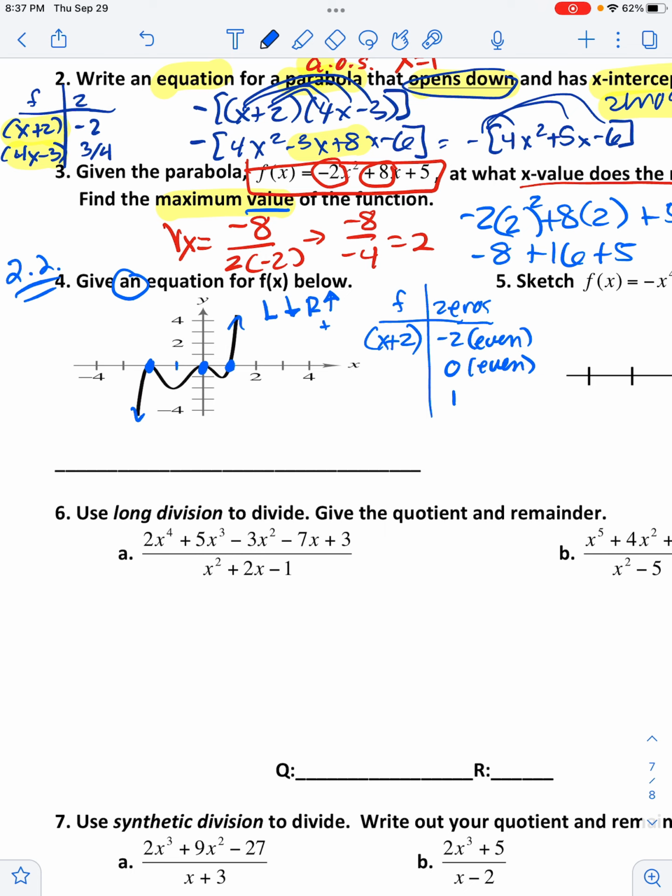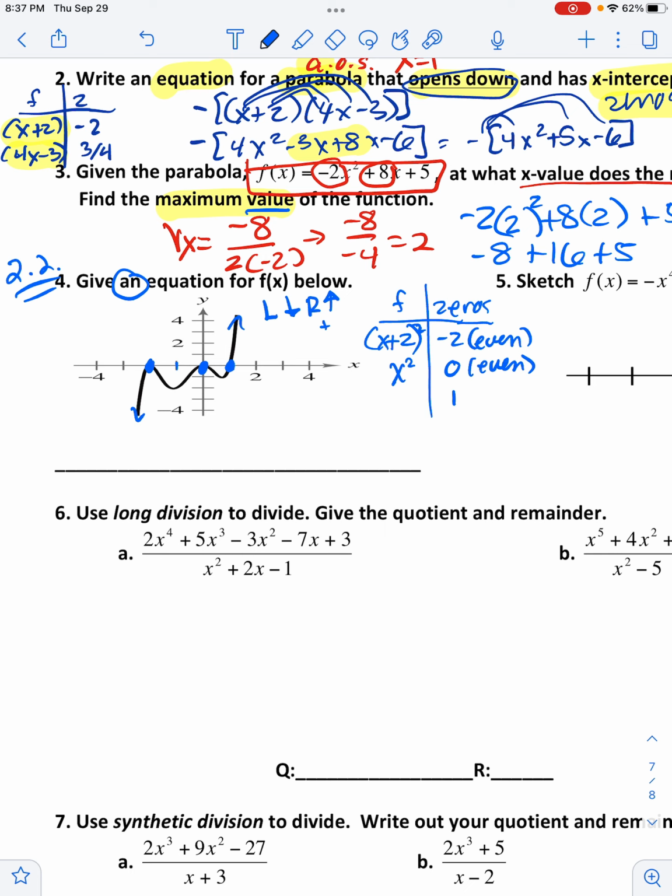X plus 2. I need it to be an even power, and I don't really have a way of knowing what it is, so I'm just going to put a square in there, which you can't see because I wrote it so tiny. What factor will go with a 0 of 0? Well, that would just be x. But again, I need an even power, so I'm going with a bare minimum of squared.